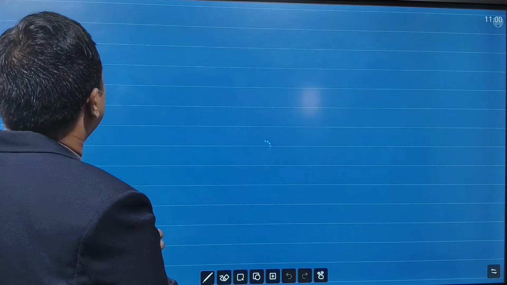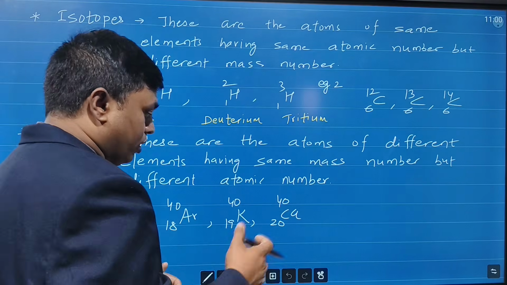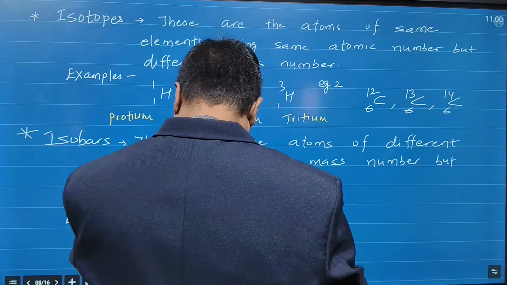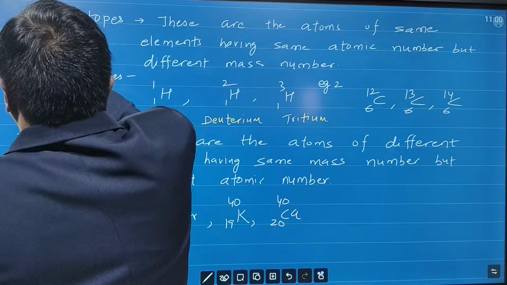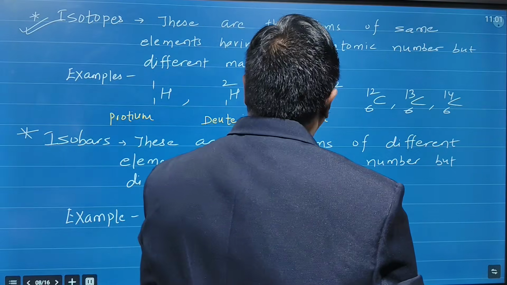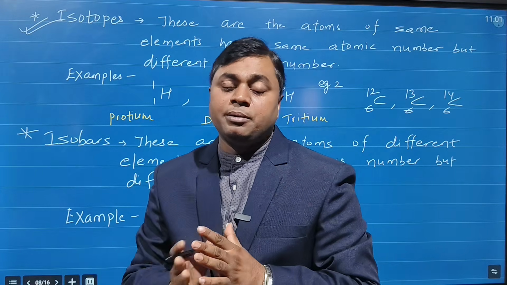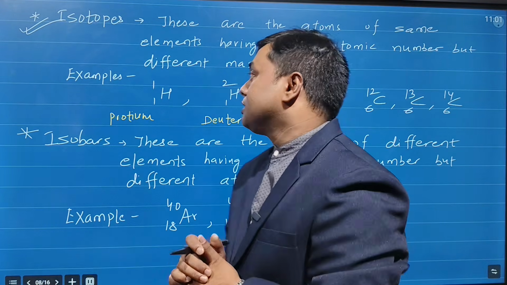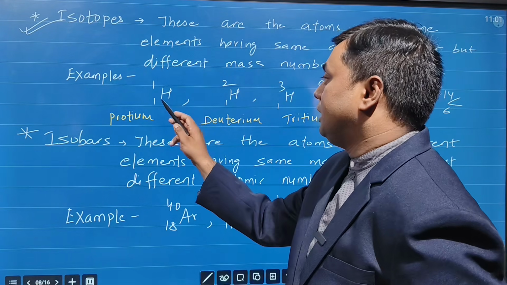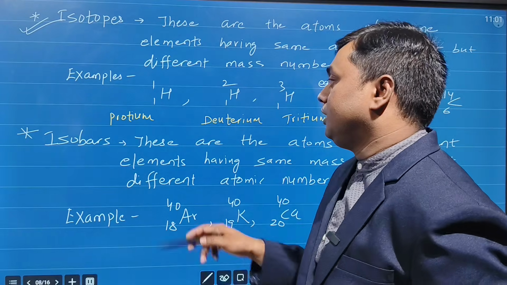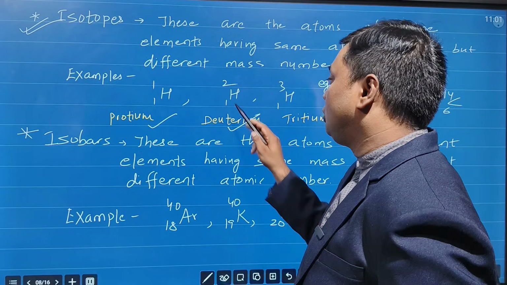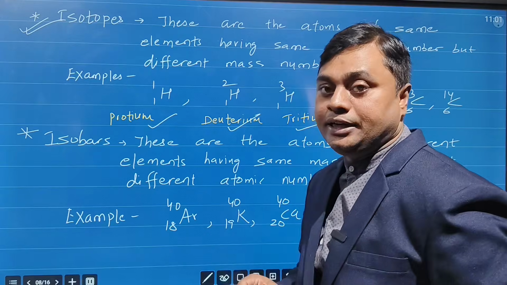So let's discuss some more concepts like isotopes. What do we mean by isotopes? These are the atoms of the same element having the same atomic number but different mass number. For example, hydrogen has three isotopes: H-1-1, H-1-2, H-1-3. This is called protium, H-1-2 is called deuterium, and this is called tritium.